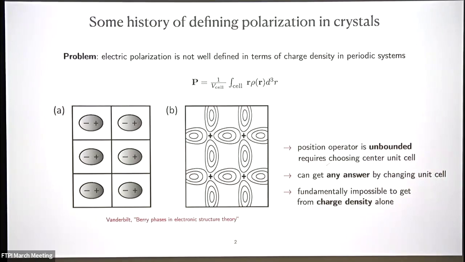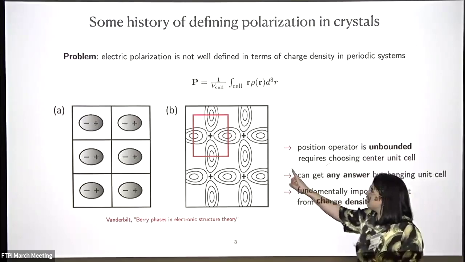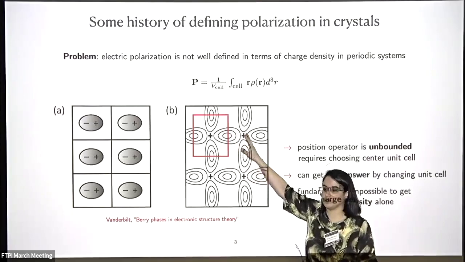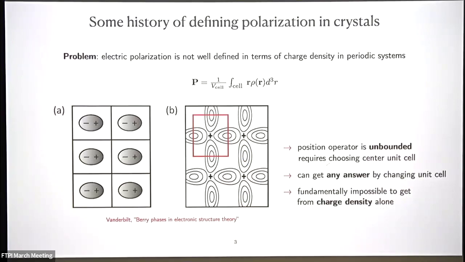And more than that, and I stole these pictures from David Vanderbilt's book, you can choose whatever unit cell you want. So if you choose this unit cell and you compute the total dipole moment, you'll get zero, because negative charges are surrounding the positive charge. But if you choose a different unit cell, you'll get a different answer, and you can get basically any answer you want.